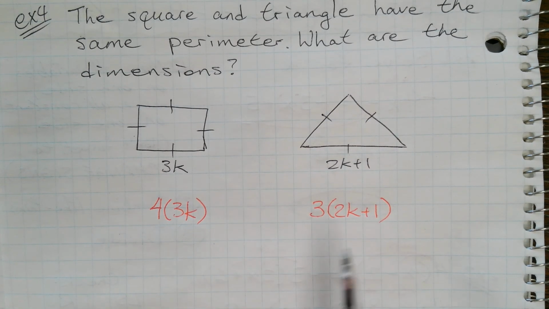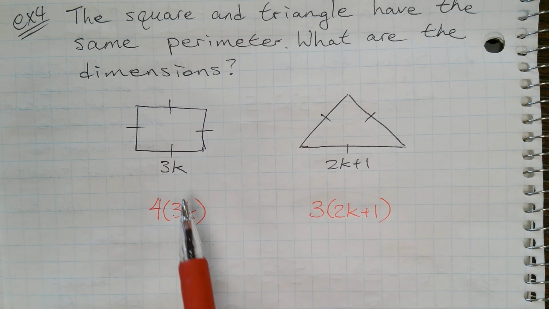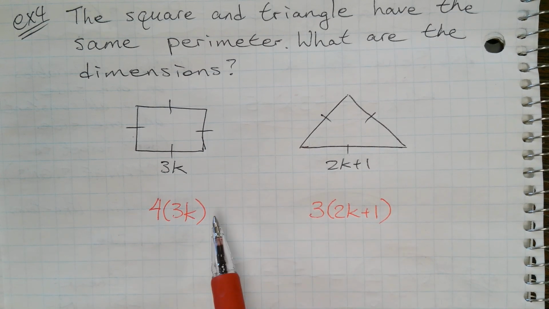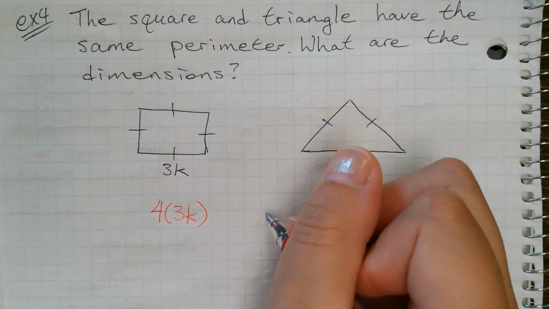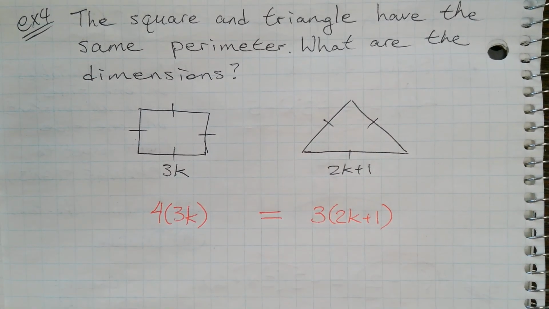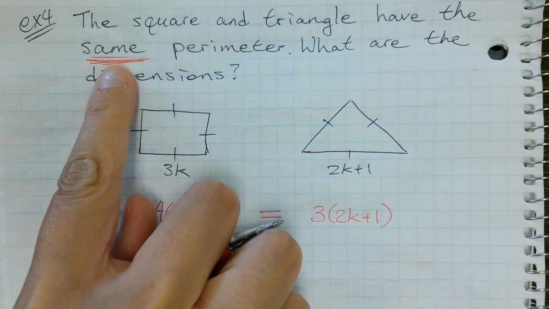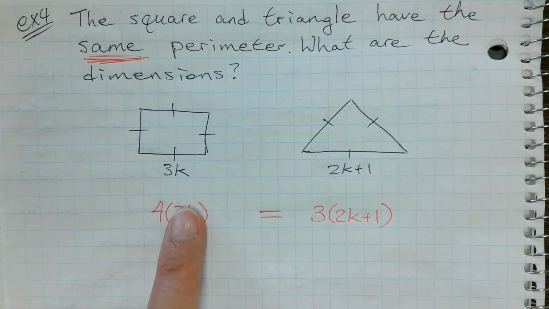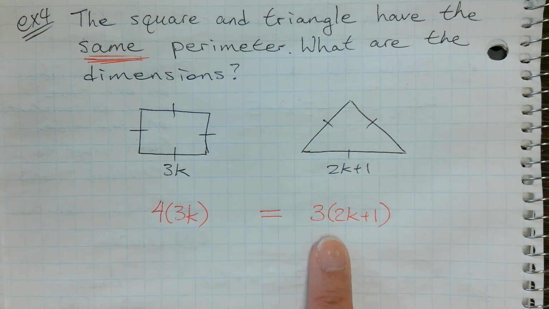Okay, I need to make an equation out of these expressions. So right now it's like 2 separate ideas. How do I connect it? Equal. Why equal sign? Have the same perimeter. That's right. Okay, so they're saying that they have the same perimeter. That means it's equal.